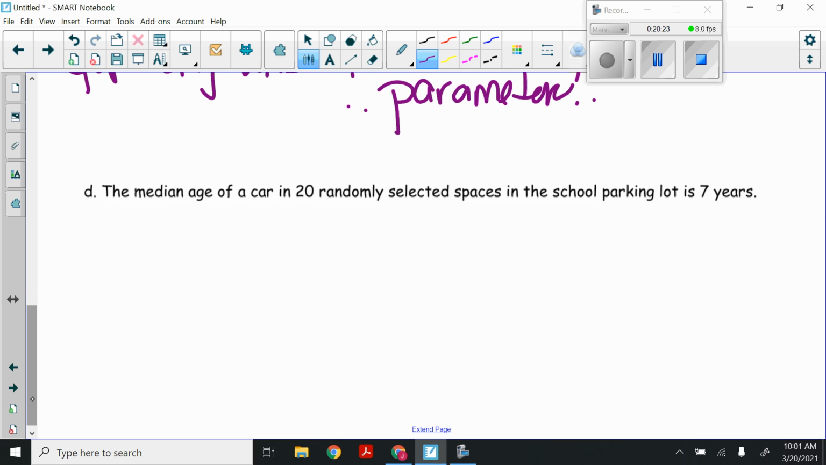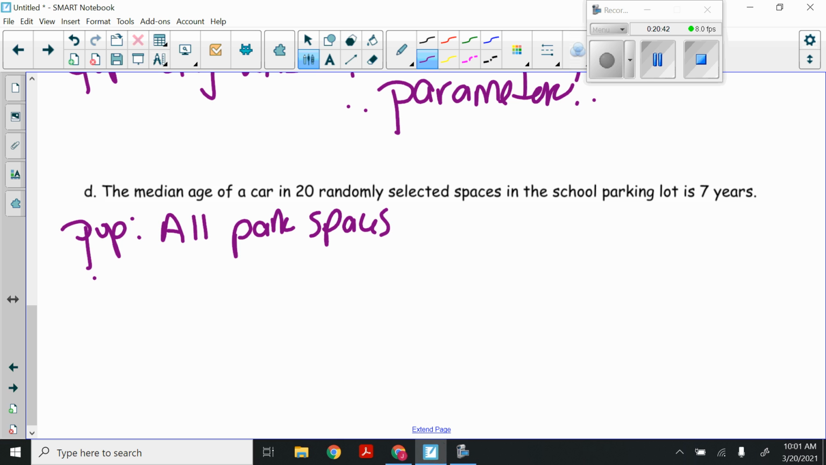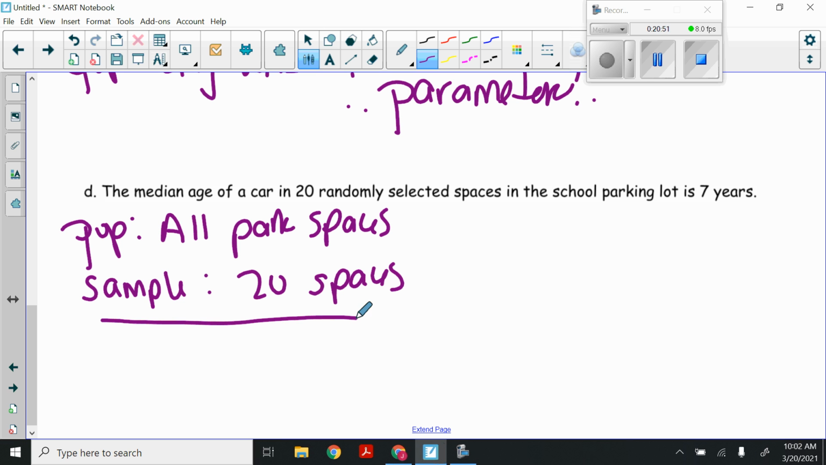All right, our last one. The median age of a car in 20 randomly selected spaces in the school parking lot is 7 years. The population, all parking spaces, right? Are they talking about all parking spaces? No, they took a sample of 20 spaces. So since they're dealing with a sample of the population, therefore this is a statistic.